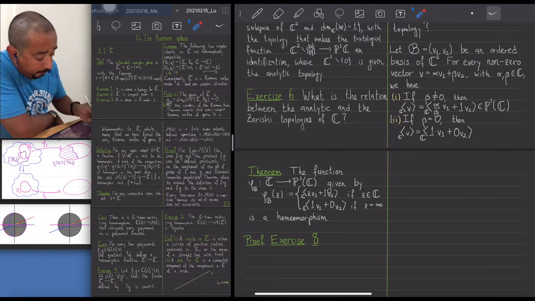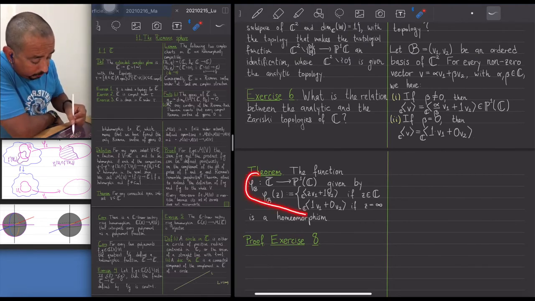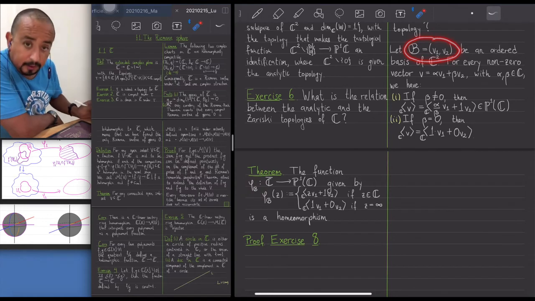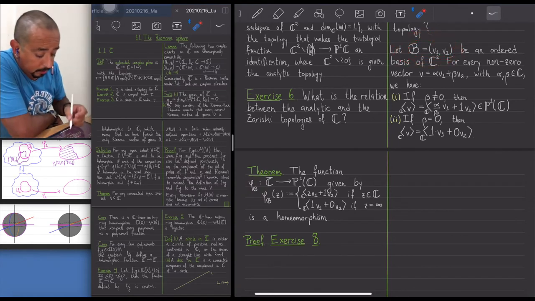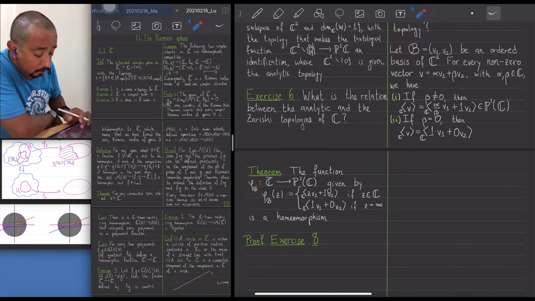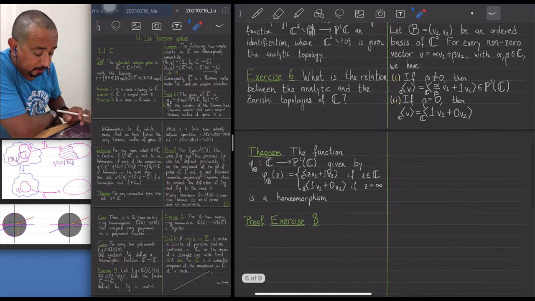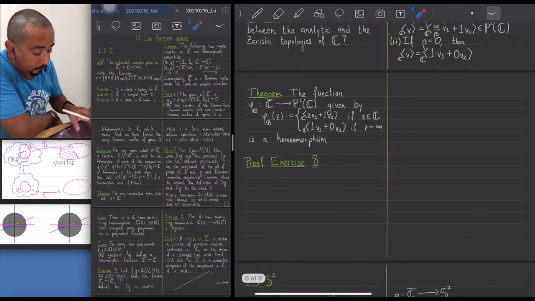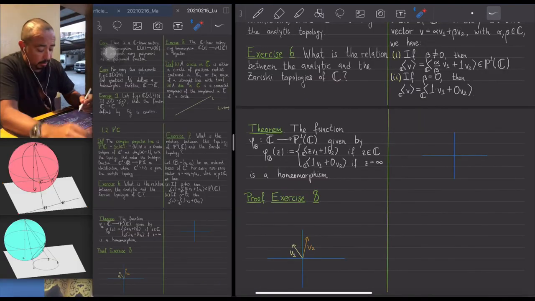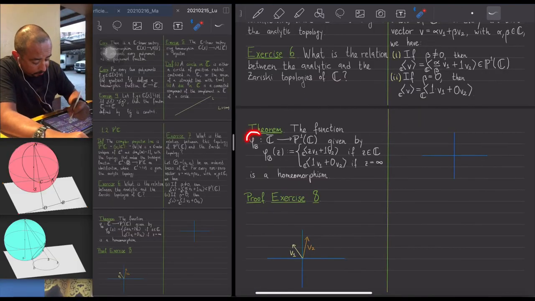Now, don't forget that this function depends on the a priori chosen basis. So if we choose, instead of this basis, another one, this function is different. So we have one function for each basis. So don't forget that, and never be confused about this bijection between C bar and the complex projective line.